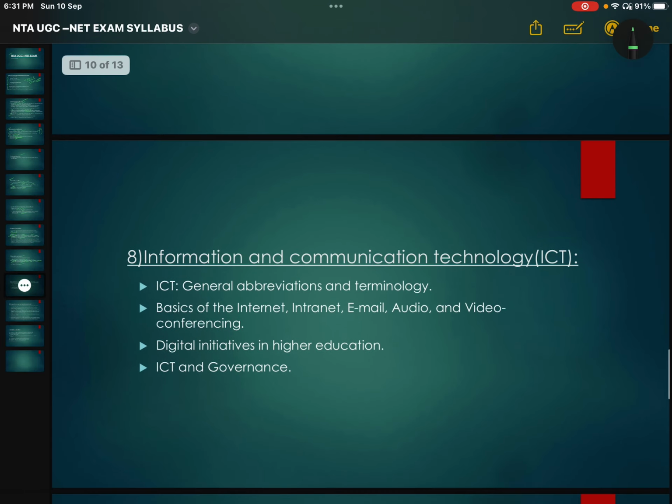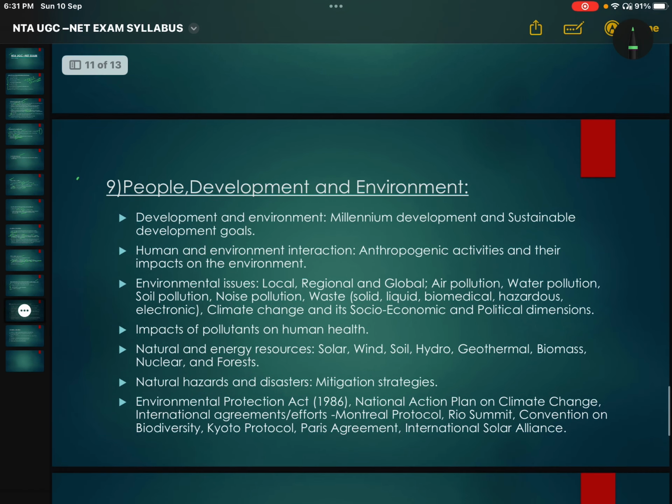Next, the eighth chapter is ICT, Information and Communication Technology. In this, we are going to discuss all its subtopics. It is followed by the ninth chapter, that is people, development, and environment. In this, the very important areas are the Environmental Protection Act, the National Action Plan on Climate Change, and protocols, conventions and agreements, which are very, very important.